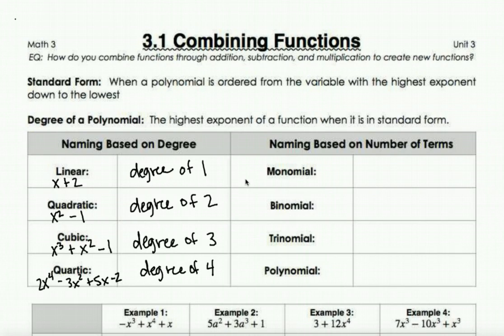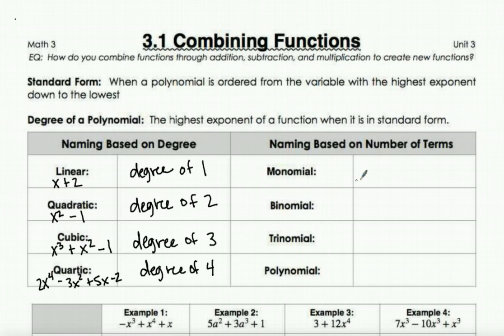When we name based on the number of terms, we are naming polynomials. And so that kind of gets confusing because whenever you look at the way that you can name, you've got monomial, binomial, trinomial, and then at the bottom you've got polynomial. And what's kind of confusing is that monomials, binomials, and trinomials are still considered polynomials. So it's kind of like having a big umbrella where polynomial is the umbrella itself, and all of these, monomial, binomial, and trinomial, are underneath that umbrella. These are special types of polynomials.